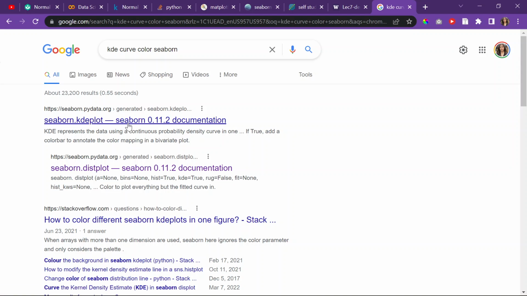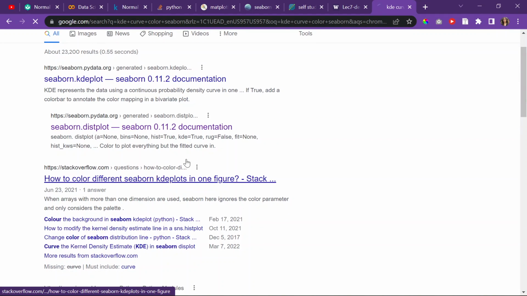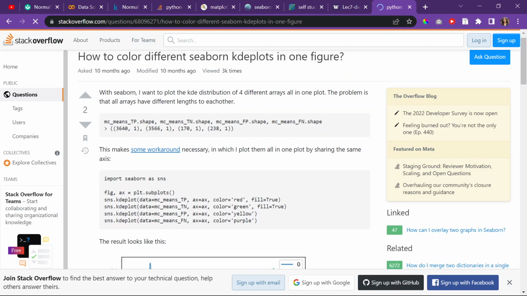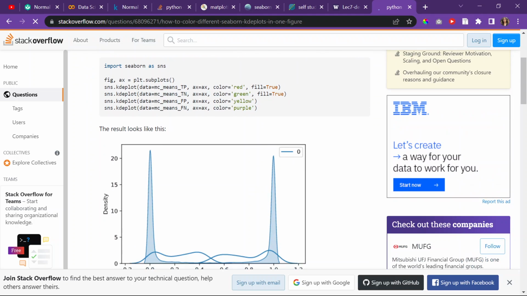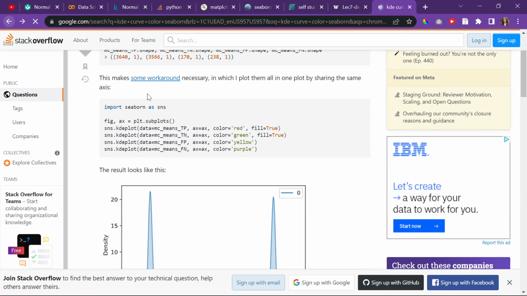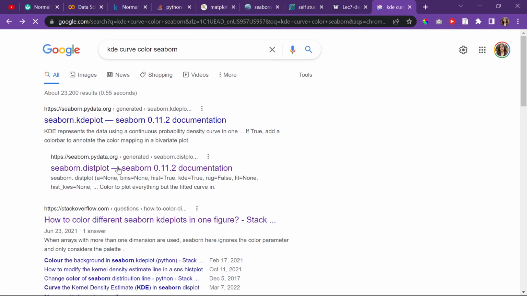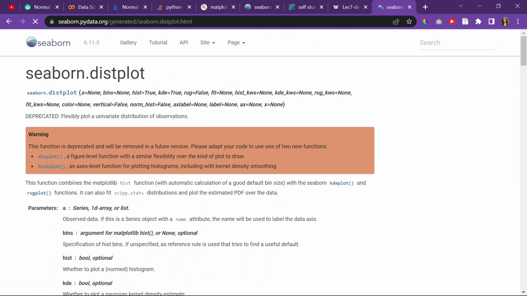Are you kidding me? There's a KDE plot? I'm done, bro. This is insane. How do I change the color? Not in a KDE plot, in a hist plot. This plot? I don't even know, bro. How do I do that?